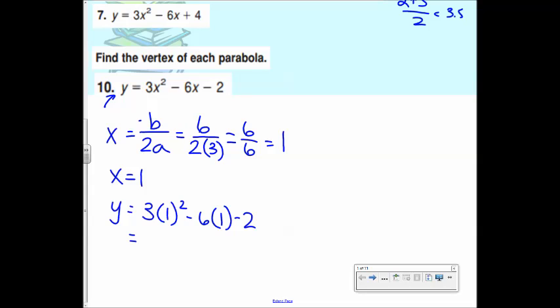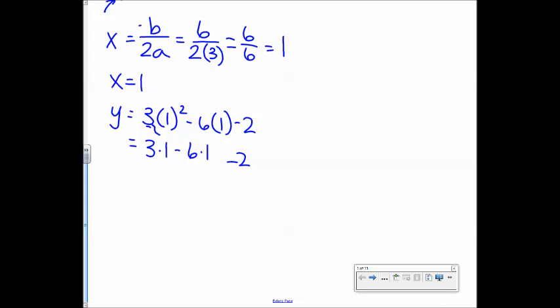So then 1 squared ends up being 1, so 3 times 1, minus 6 times 1, minus 2. What is 6 times 1? What is 3 times 1? So 3 minus 6 minus 2, which ends up giving you negative 5. So your answer ends up as 1, negative 5.